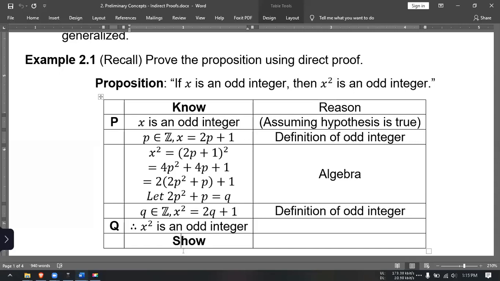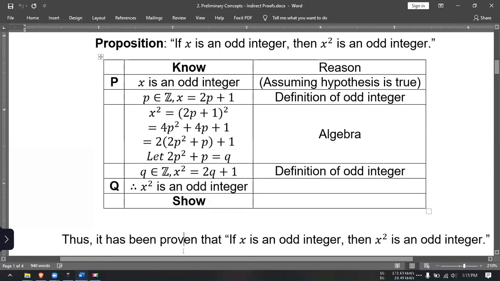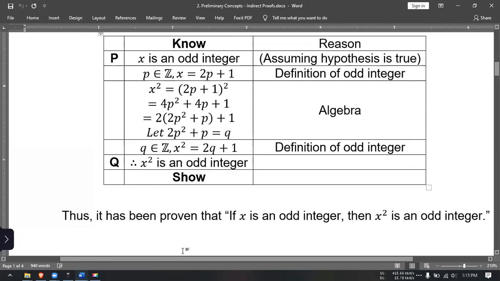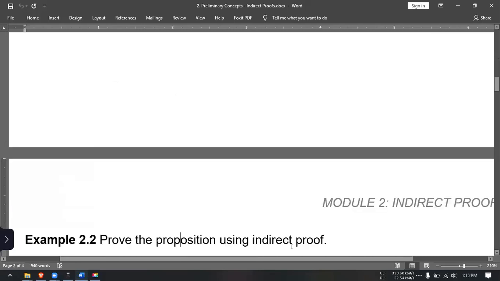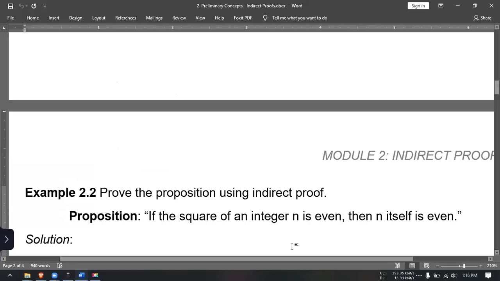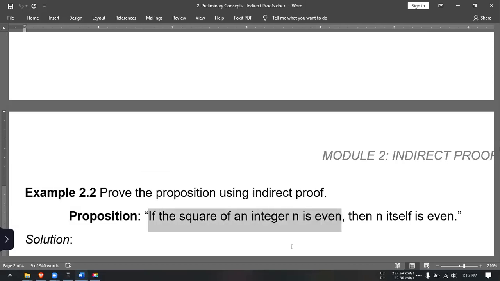So paano naman kapag indirect proof? Now let's try to prove a statement or a proposition using indirect proof. So this is the statement that if the square of an integer n is even, then n itself is even.